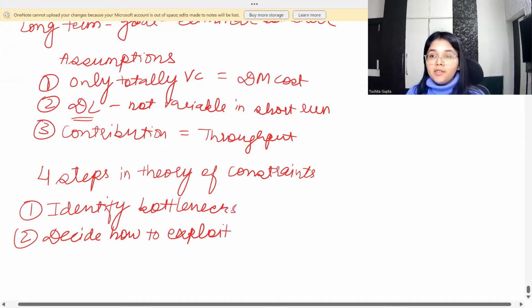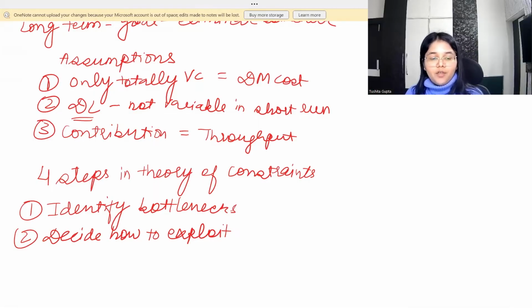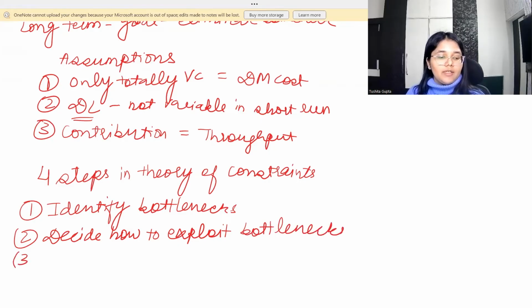So there can be multiple factors that can prevent you from earning money. So decide how you are going to exploit these bottlenecks. And then in the third step, you're going to subordinate everything else to the decision in step two. Now, what do we mean by this?